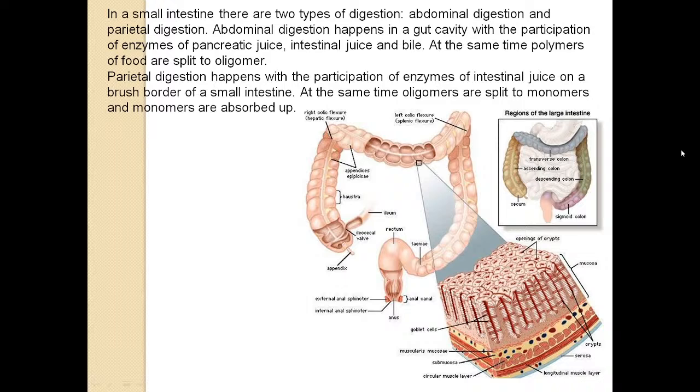Parietal digestion is carried out on the apical surface of the enterocyte. Here, in its membrane, hydrolases are built in which complete the hydrolysis of nutrients. The enterocyte is covered with microvilli. Therefore, the area of parietal digestion increases. In the membrane of microvilli, hydrolases are located.